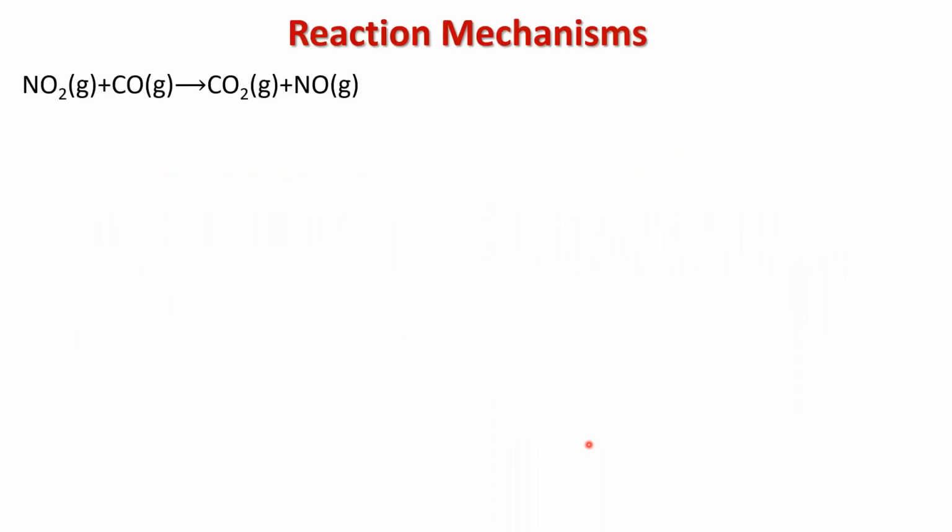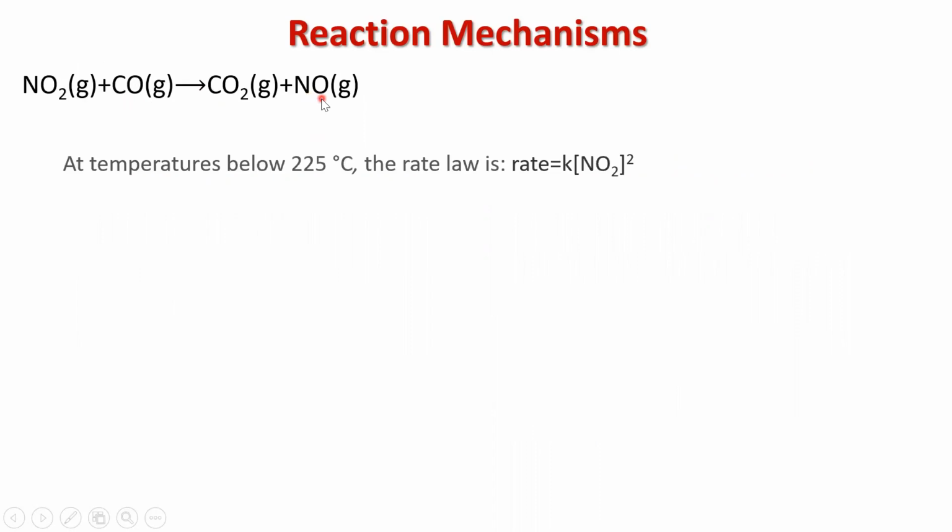So let's look at an example. We have nitrogen dioxide reacting with carbon monoxide to produce carbon dioxide and nitrogen monoxide. At 225 degrees Celsius, we're told that the rate law is rate equals k times the concentration of nitrogen dioxide squared. This rate law doesn't match up with this equation for two reasons. We only have one nitrogen dioxide instead of two, and carbon monoxide isn't in the rate law.